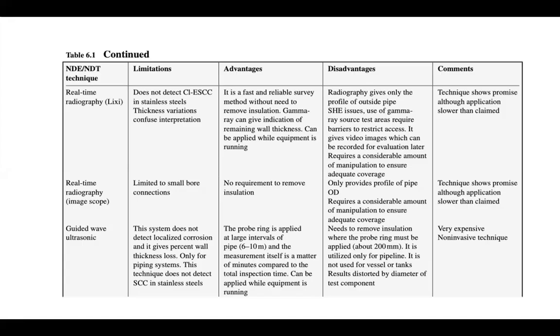Real-time radiography (RTR) limitation: does not detect CISCC in stainless steel; thickness variation confuses interpretation. Advantages: it is a fast and reliable survey method without need to remove insulation. Gamma ray can give indication of remaining wall thickness, and can be applied while equipment is running. Disadvantages: radiography gives only the profile of the outside of the pipe.